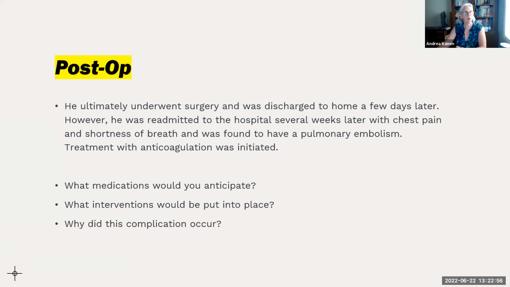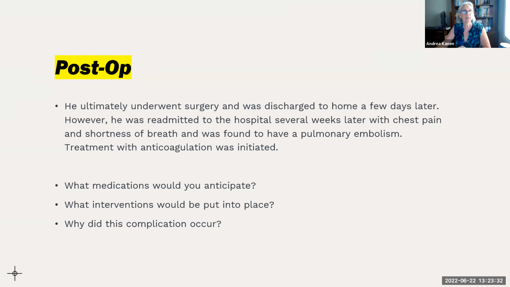So now he had surgery, went home, and then several weeks later, he came in with chest pain, shortness of breath, and had a PE. And now we're gonna start anticoagulation. So under these circumstances, what are you gonna do? Would this be the time to trot out a heavier anticoagulant drug?